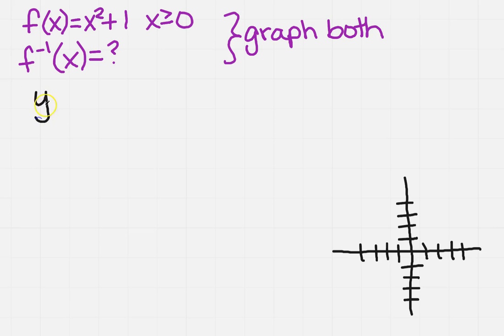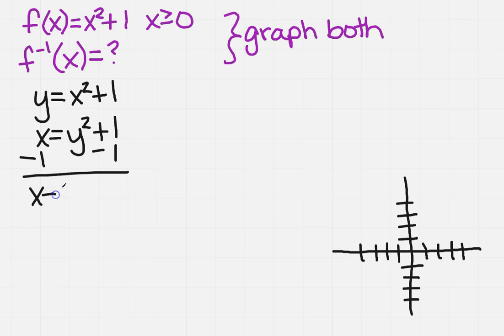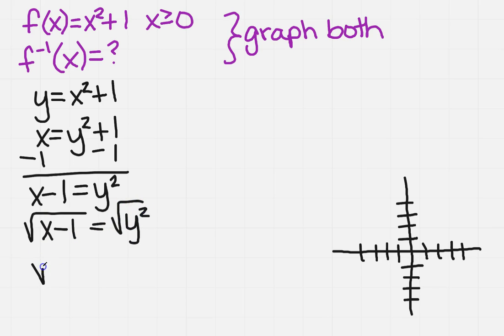So in order to find the inverse, I know I have to take y equals x squared plus 1, and then I'm going to interchange my x and y. I want to solve for y, so I'm going to get x minus 1 equals y squared. Now, as you noticed, it said that x is greater than or equal to 0. So what I'm going to do is just take the positive square root of both sides, because we're just looking at positive values of x. So that will give me the square root of x minus 1 equals y.